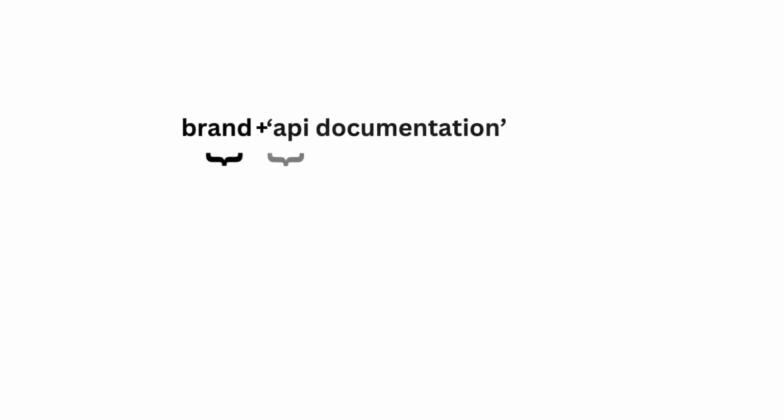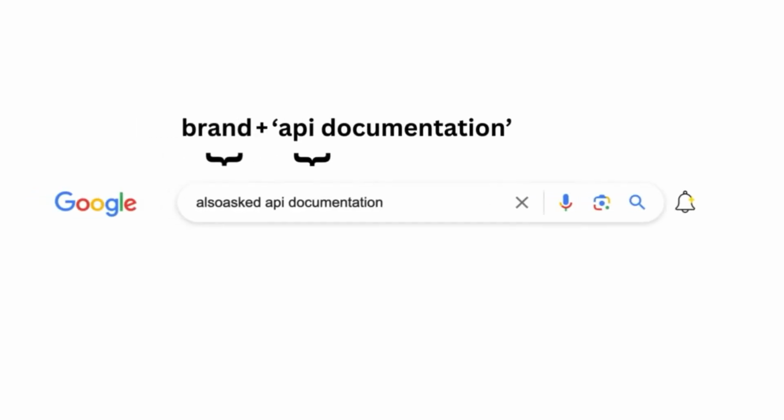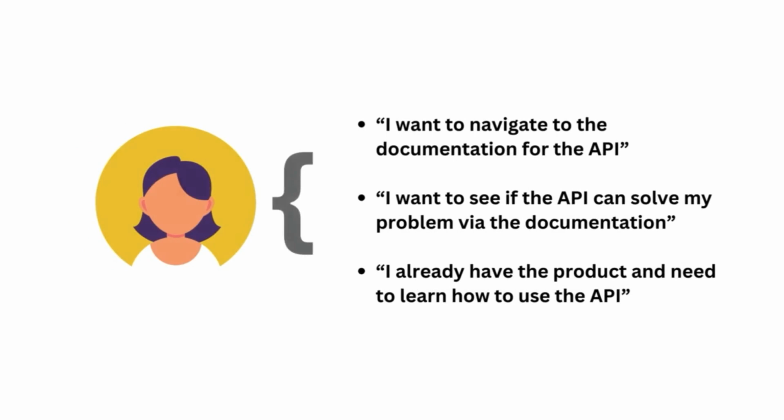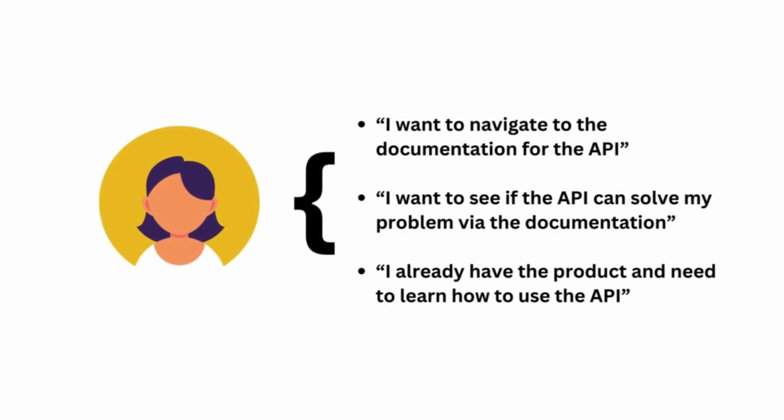An example of such a problem would be a SaaS company's product or service pages outranking their documentation page for a branded query that contains the term API documentation. For instance, Google Search Console API documentation. In this instance, the query already indicates the user's desire to navigate to the documentation, which is a sign that they either need to validate that the API can resolve a particular problem that they have before they purchase, or that they already have API access.